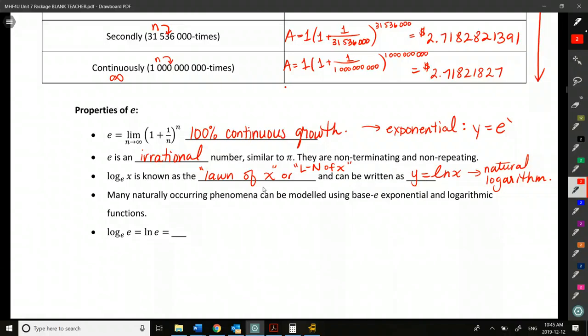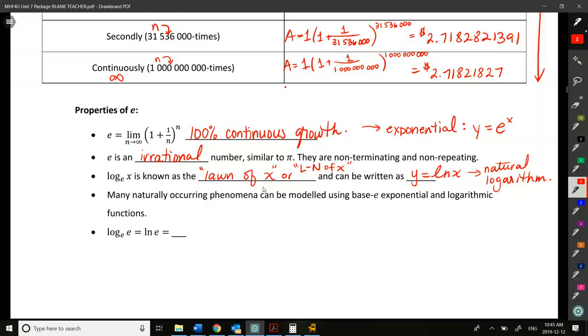Of course this makes sense that this is the natural logarithm because e is 100% natural growth, right? This is the idea of things that grow slowly over time. So e represents natural growth, so the logarithm with base e is called the natural logarithm. Many naturally occurring phenomena can be measured with base e exponential or logarithmic functions.